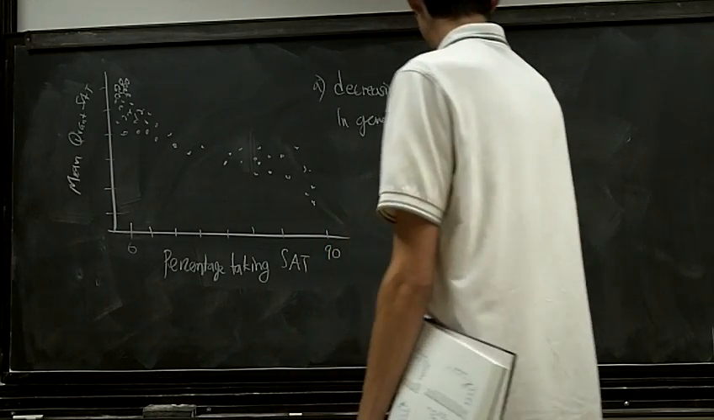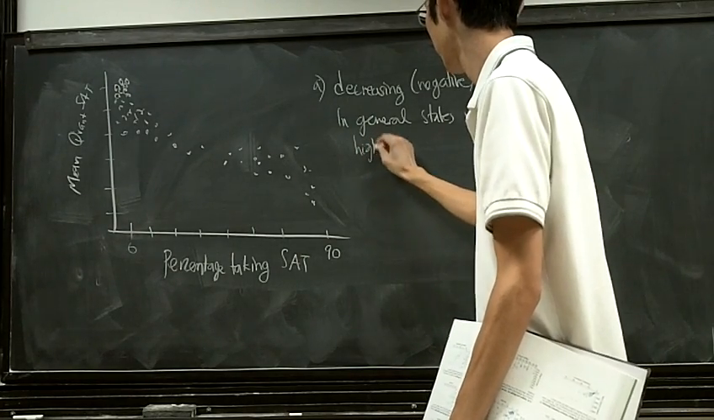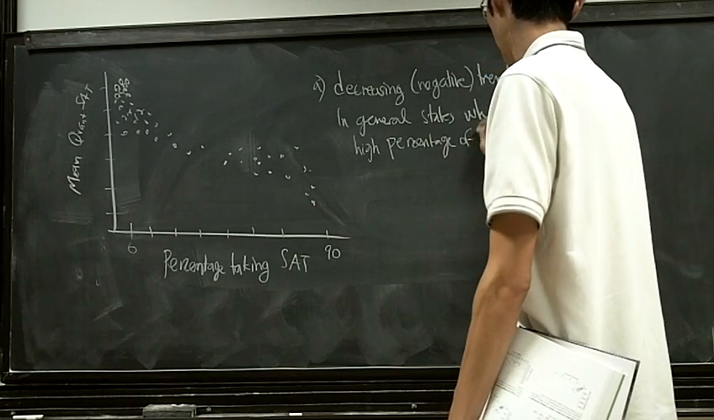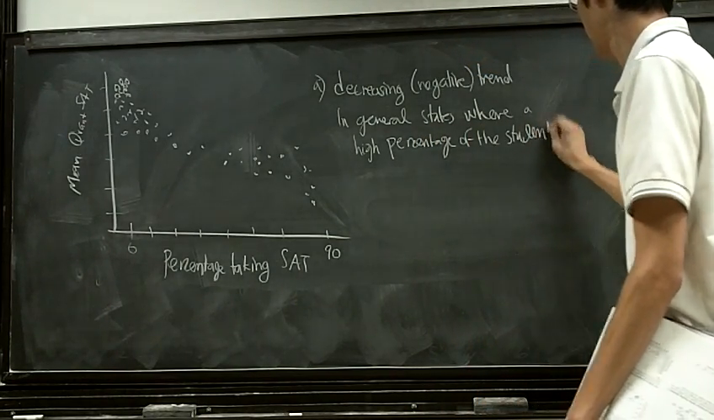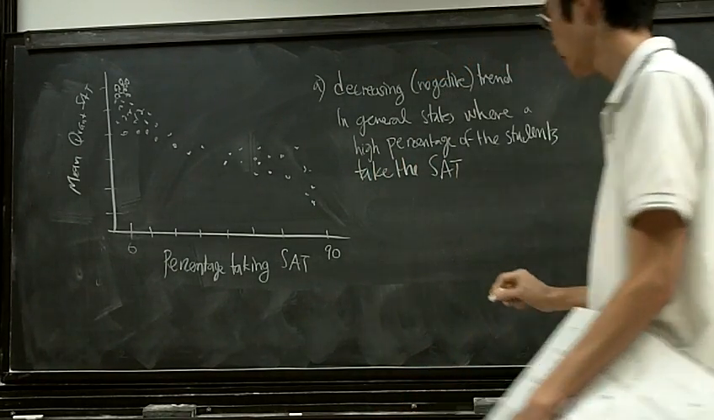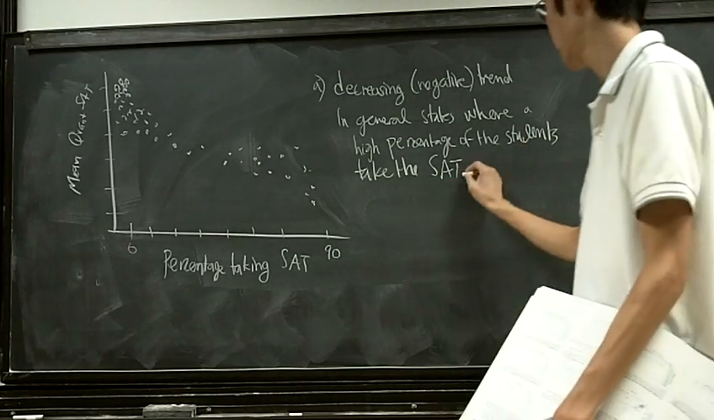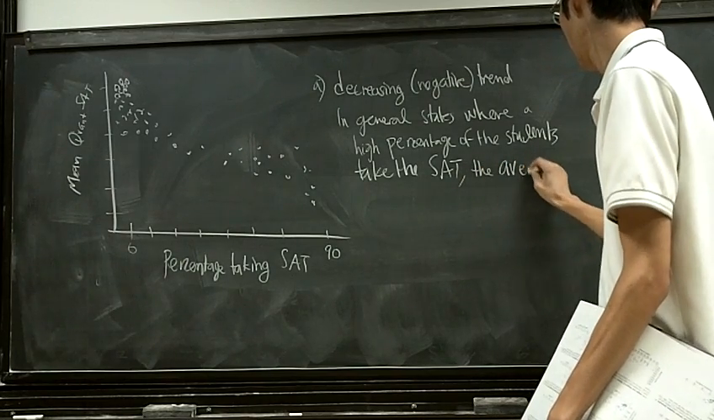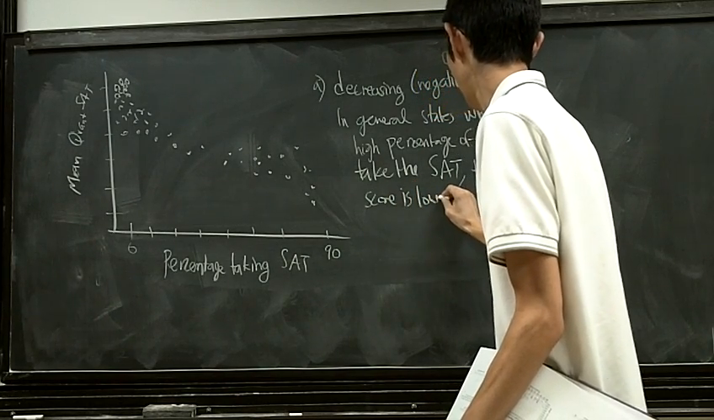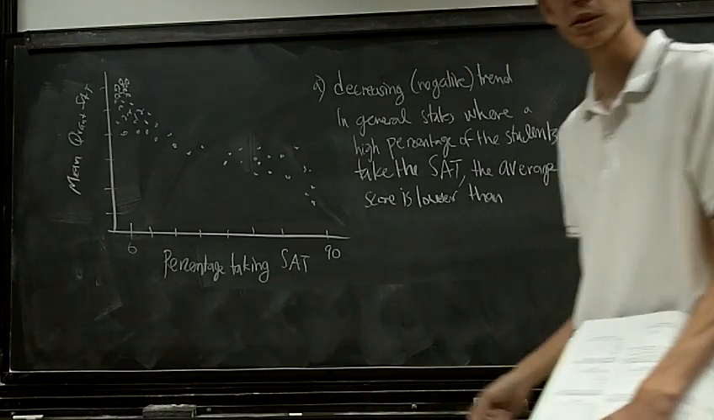states where a high percentage of the students are taking the exam, states where a high percentage of the students take the SAT, the average score is low. Average score is lower than the states where very few students take the SAT.